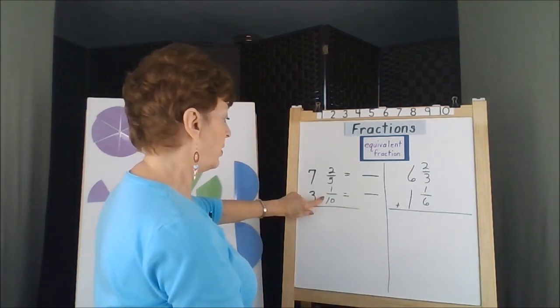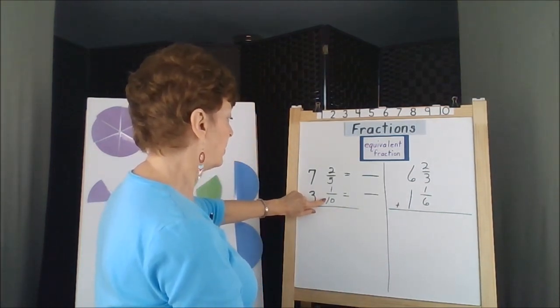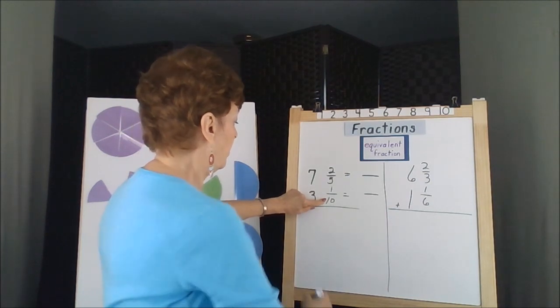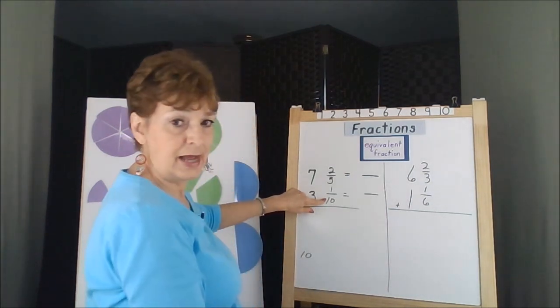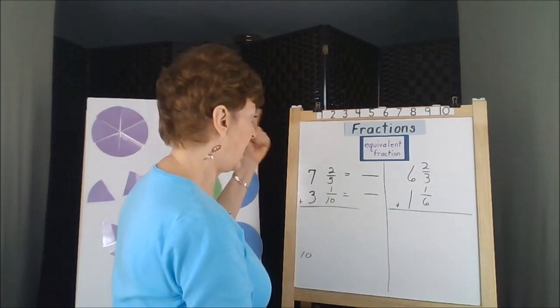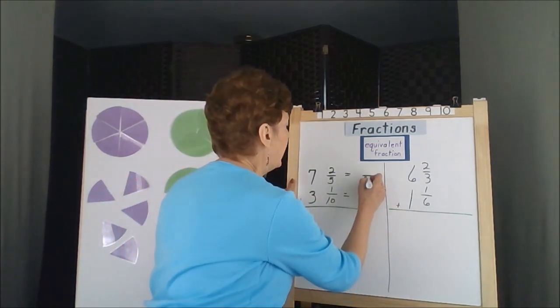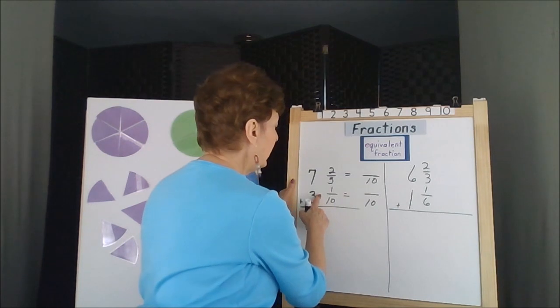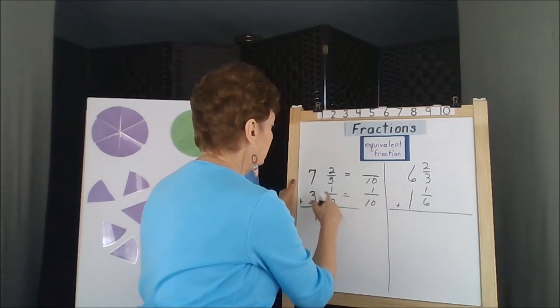Let's look at the larger of the numerals, 10. Is there anything that we can do to 5 to make it a 10? Yes, 2 times 5 is 10. So we're going to use tenths as our denominator. This already is a tenth, so let's just copy it.